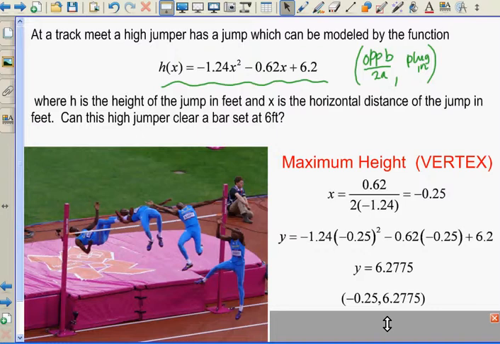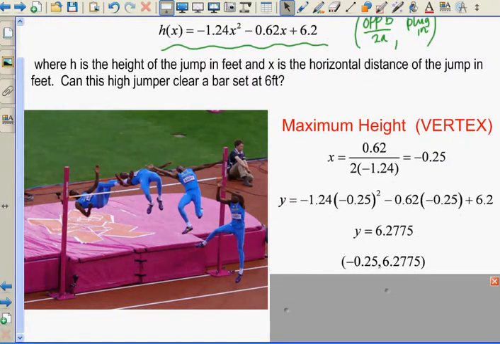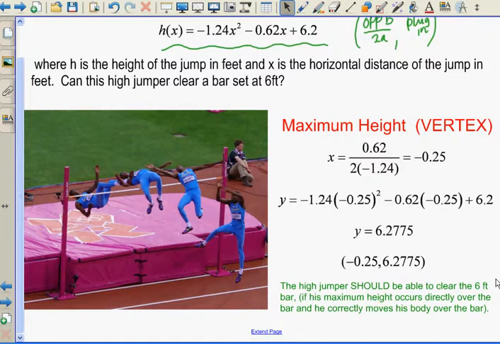So potentially, if their max height is 6.3 feet, they should be able to clear the 6-foot bar. But we know that this max height is not exactly directly over the bar. We're a little bit before the bar. So he's going to be coming down when he gets to the bar. But it's possible he does have the height to get over the bar, since his max height is 6.3-ish. Okay? So again, we were not caring about where he landed this time, we were caring about height. That's why we found the vertex.